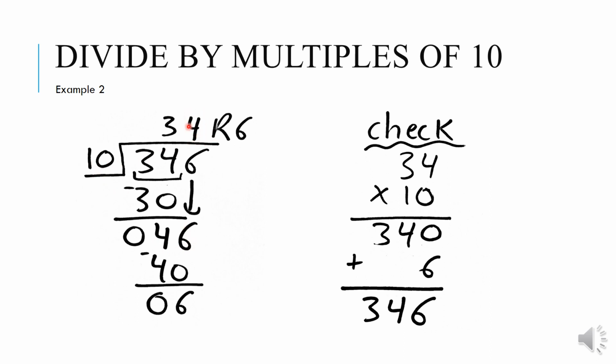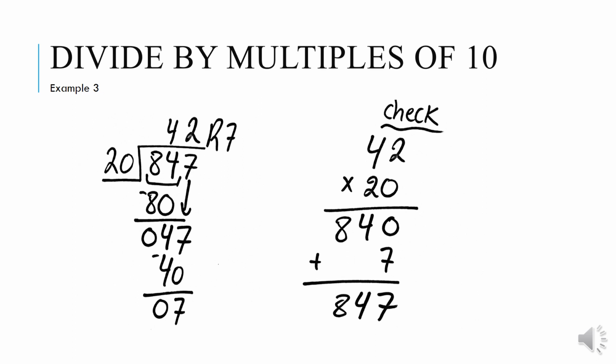I write the 4 in the quotient next to the 3. What's 10 times 4? It's 40. 46 minus 40 equals 6. So 6 is the remainder. To check my answer, I should multiply the quotient by the divisor and then add the remainder. So 34 times 10 is 340, plus 6 equals 346. Since it's equal to the dividend, we solved correctly.